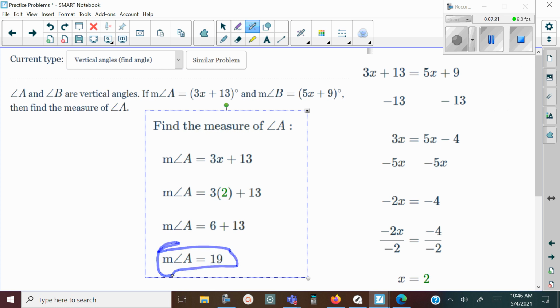That's it. That's all you have to do. That is angle terminology, part 2, working with vertical angles.